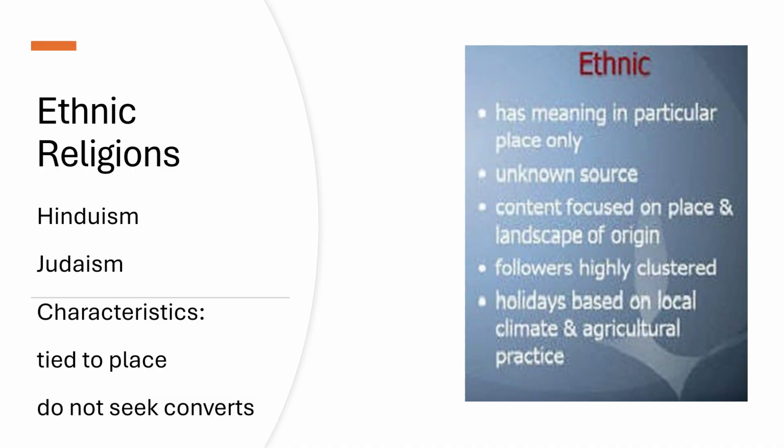Ethnic religions, on the other hand, include Hinduism and Judaism, and an ethnic religion is generally tied to one place because that's where it has meaning and it is focused on the landscape. No founder may exist. In the case of Hinduism, it is so old, I have no idea who the founder is. And it is focused on the place, the landscape, whether it be climate or agricultural practices.